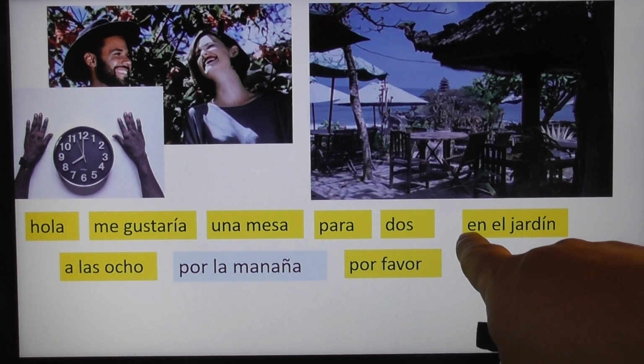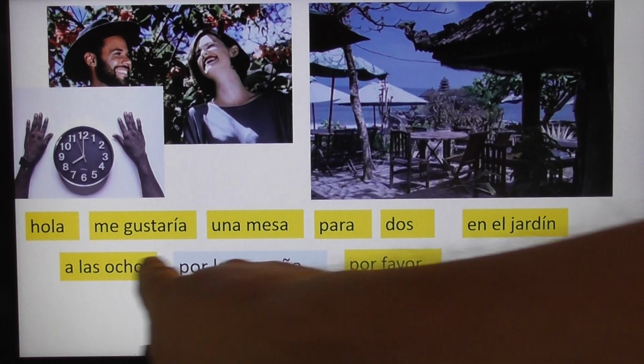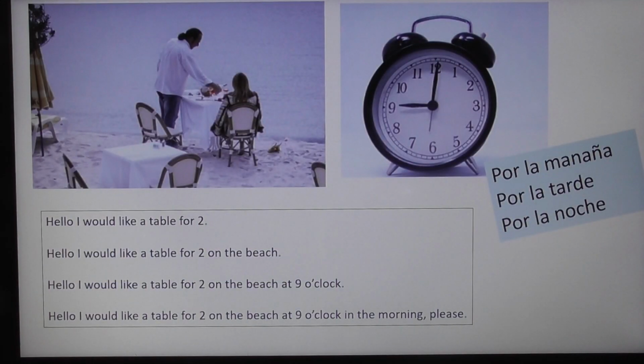I suppose you could actually put in the garden at the end as well, after in the morning. So I'd like a table for 2 at 8 in the morning in the garden, please. That would also work. Te toca a ti. Over to you to translate those sentences into Spanish for me.